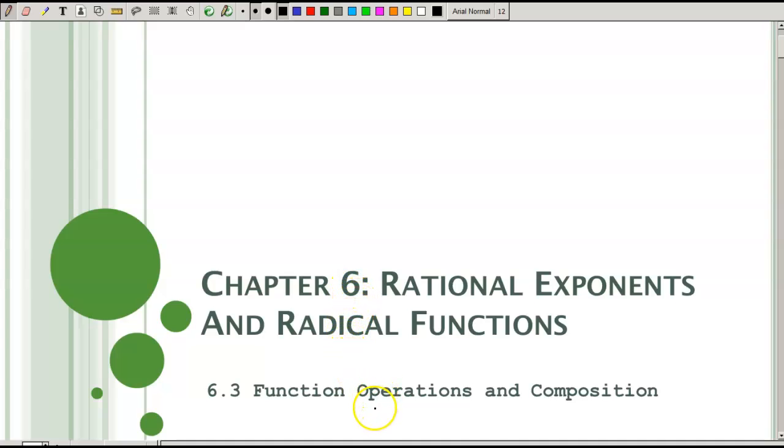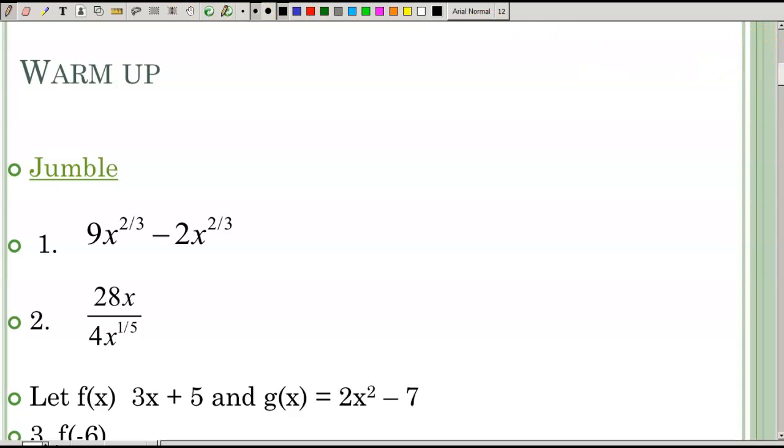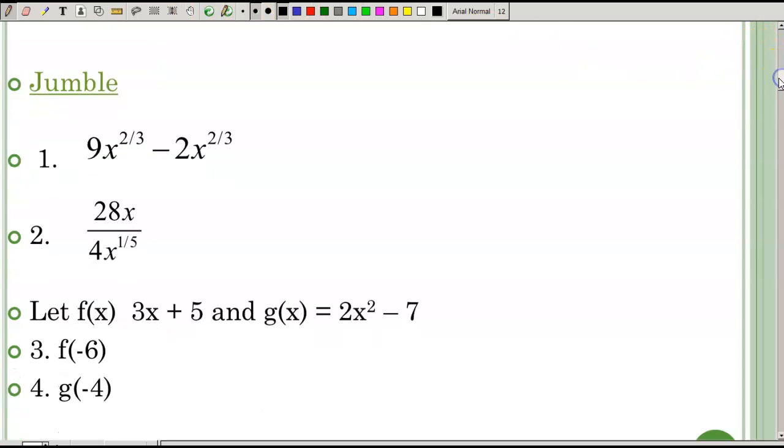We're in Chapter 6, in Rational Exponents and Radical Functions. We're looking at 6.3 today, Function Operations and Compositions. So to start off with, we will have a warm-up. You can pause the video and we'll go over these 4 questions in just a second.